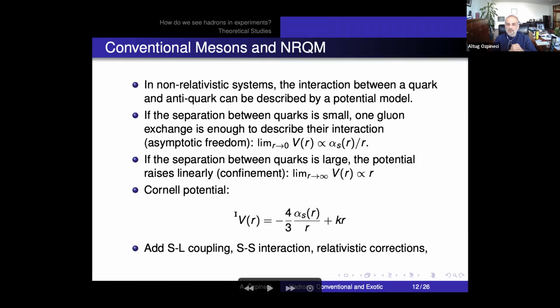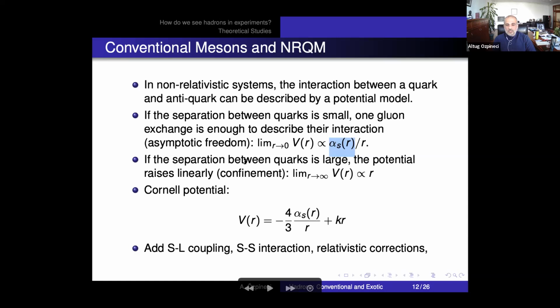From the asymptotic freedom, we know that at very small distances, they almost behave like a free particle. Because of the running coupling constant becomes very small, the dominant contribution should be 1 gluon exchange, just like in the case of quantum electrodynamics, where we have 1 photon exchange. So the potential will be just 1 over r times the fine structure constant of color charge.